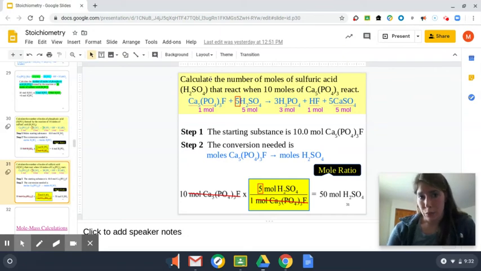Now it's asking you, okay, so this is the next problem in the game. Calculate the number of moles of sulfuric acid, so that's our desired, that react when 10 moles of calcium phosphate react. Okay. So here's my calcium phosphate. Here's my sulfuric acid, right? So I have 1 mole for every 5 moles. So step 1 is to identify your starting substance, which is 10 mole. Okay, that's given in the problem.